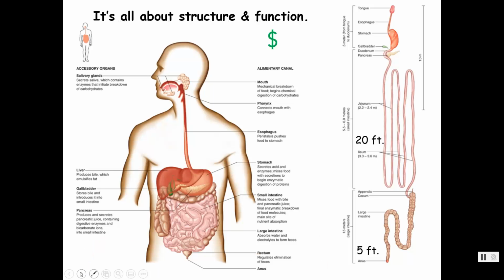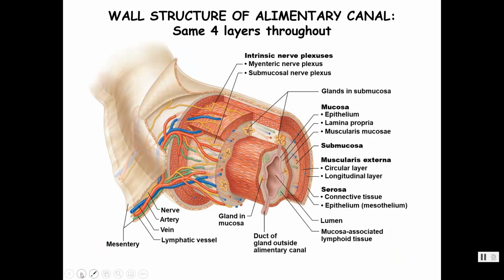You're going to do a color structure function sheet with me. Okay, so this whole food tube basically has the same construction of the wall. And so there's 4 layers, and everywhere is going to have a mucosa, which is that innermost layer. Beneath that is going to be the submucosa, and then going more superficial, we're going to have a muscularis layer, and then the outermost layer is the serosa.